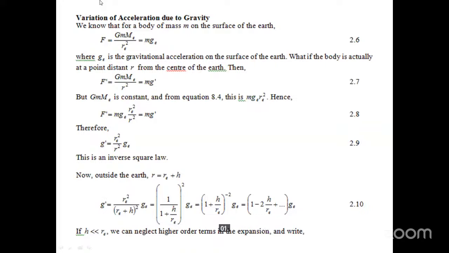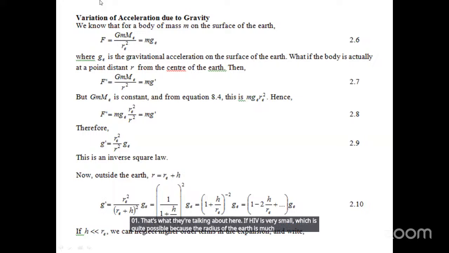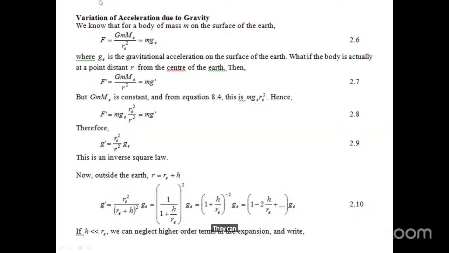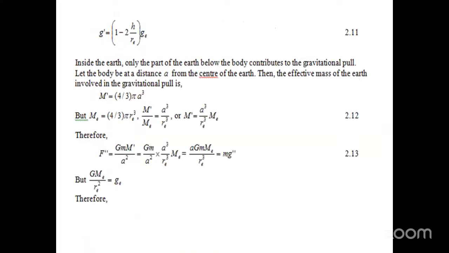That's what we are talking about here. If h over Re is very small, which is quite possible because the radius of the Earth is much larger than the height of the body above the ground, then we can neglect higher order terms in the expansion and write g prime equals 1 minus 2h over Re times g e. Let's see how we got that from the last expression.